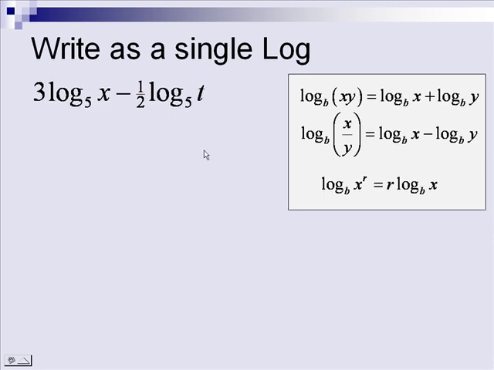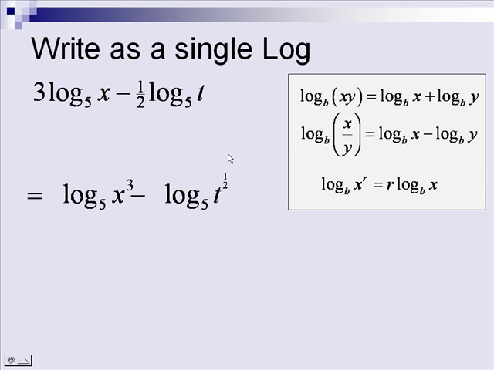Here's the next one. Same directions, write as a single log, but this time we have a subtraction in here. So I can start this the same way. I'm going to take these numbers out front, the 3 and the 1/2, and rewrite those as powers on each of these variables. So that 3 is now going to become a power of x, so we got x to the 3rd. The 1/2 is now a power of t, so I got t to the 1/2.